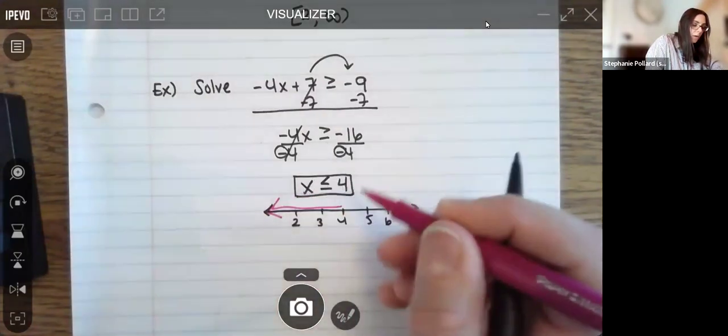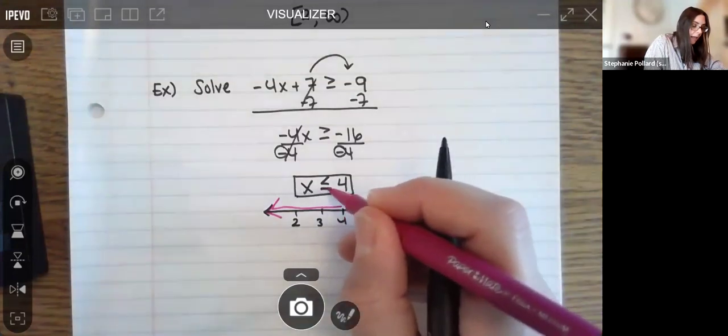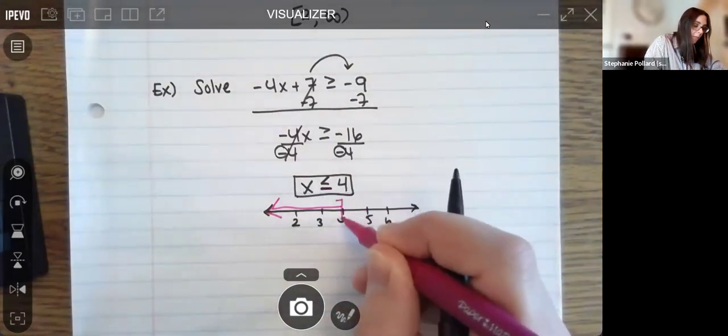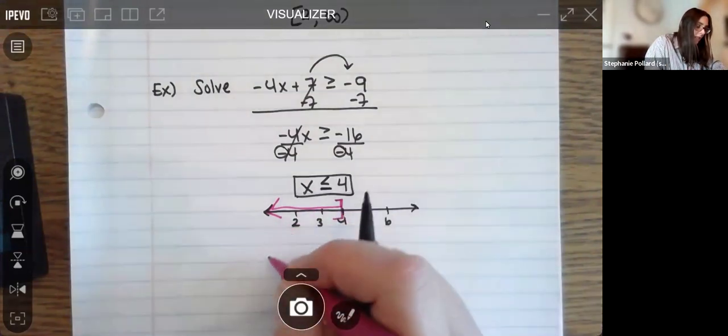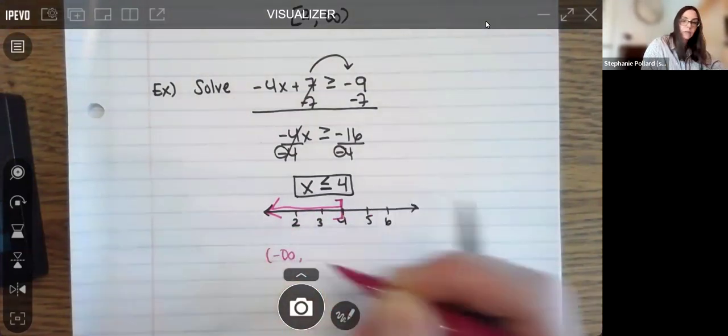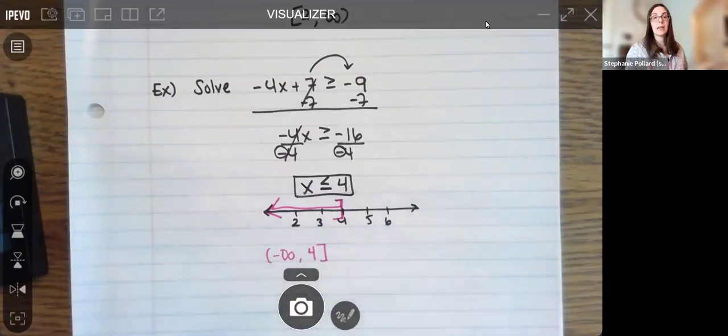And again, if you're not sure, you can always plug in a number and check that it works. I do see a possible equality here, so I'm going to use a bracket. And then for interval notation, I notice the shading continues to the left forever, so that's -infinity, but it does stop at the 4, and I'm going to mimic the same notation I used there.